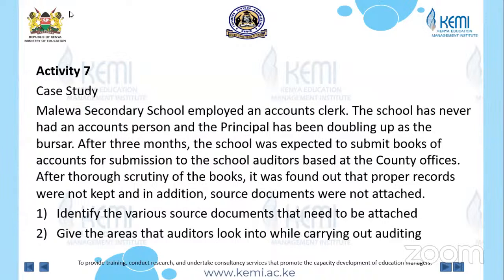So for groups 1 to 5, you have question 1. Identify the various source documents that needed to be attached. Okay, question 2, that is for 6 to 10. Give the areas that auditors look into while carrying out auditing in schools. So there you are. I can now proceed in putting you into the breakout rooms. So you can proceed with the discussions in the breakout rooms. So the minute you get there, you make it fast. Time is not on our side.